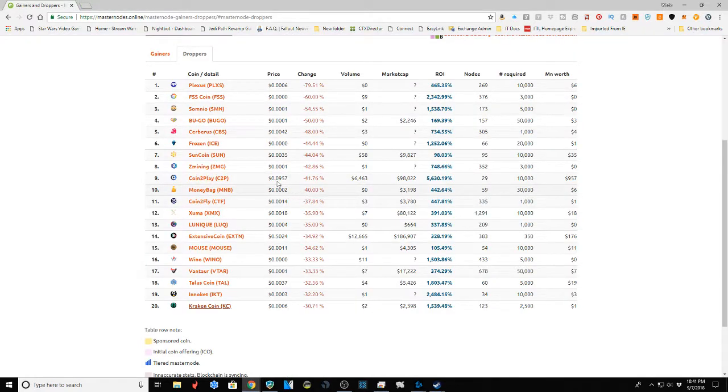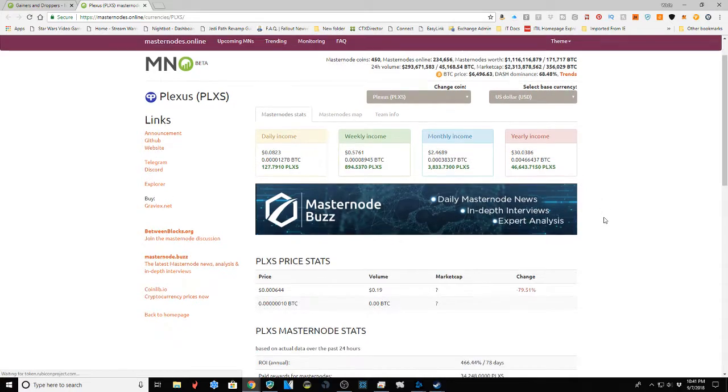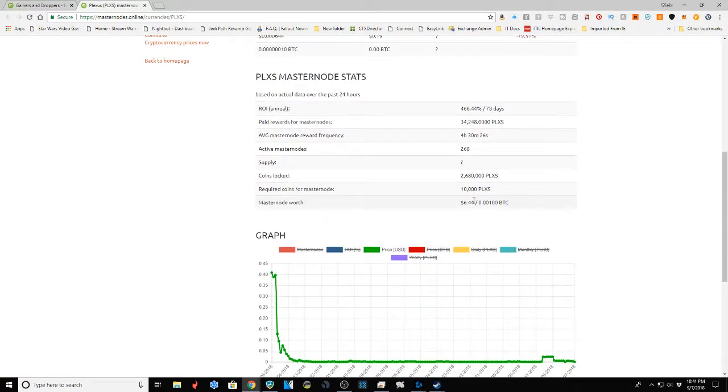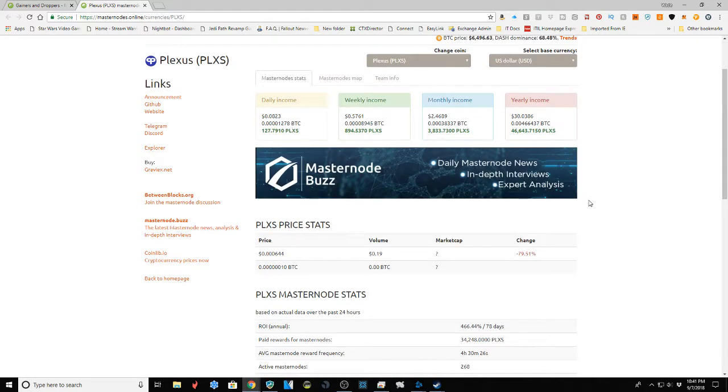All right, going down this list some more. These are the ones that have dropped the most over the last day or so, and you can see their change. Plexus dropped 79.51% in value over the last day. So that means it has very little value. So let's look at a coin that's kind of going out. In order to set up a Plexus Masternode, it's going to cost you $6.44. You're going to have to go to GraviX to do it.